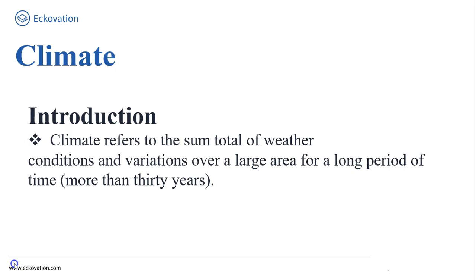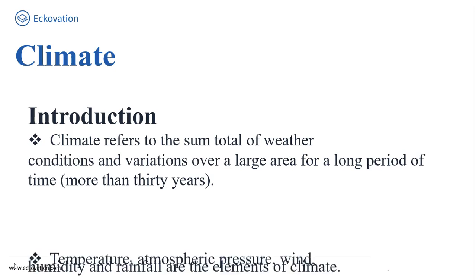So when we talk about climate, the very first thing which comes to our mind is, what is climate? So my dear friends, climate refers to the sum total of weather condition and variation over a large area for a longer period of time. So the question arises here, how long is this long period of time? I mean, what duration do we call the long period of time for climate? So friends, it is more than 30 years.